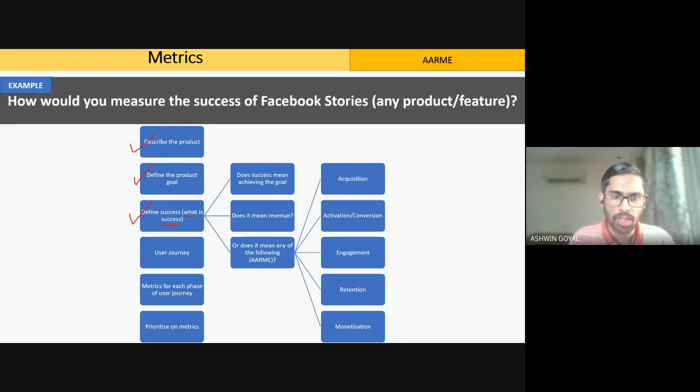Now, of course, there can be multiple answers. Success can mean achieving the goal that we had defined earlier, right? This goal. Or it can mean revenue. Many a times it is revenue. Or does it mean any of the following? These things, right? All these metrics. Now, let's say I have told you that success means more people uploading a Facebook story. So what would be the next step in that case?